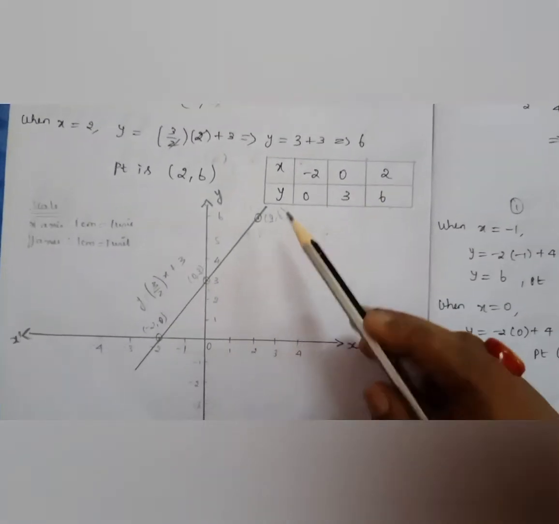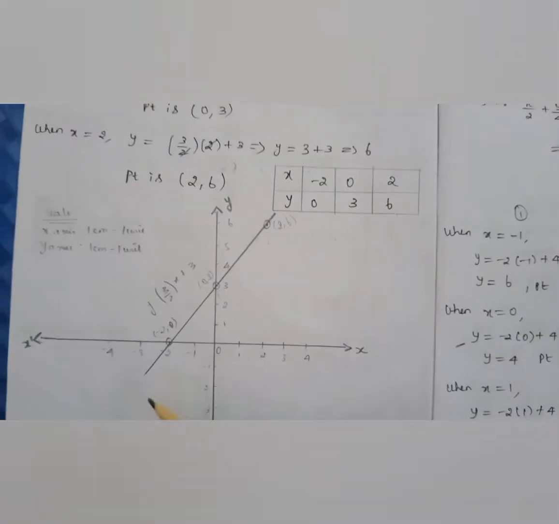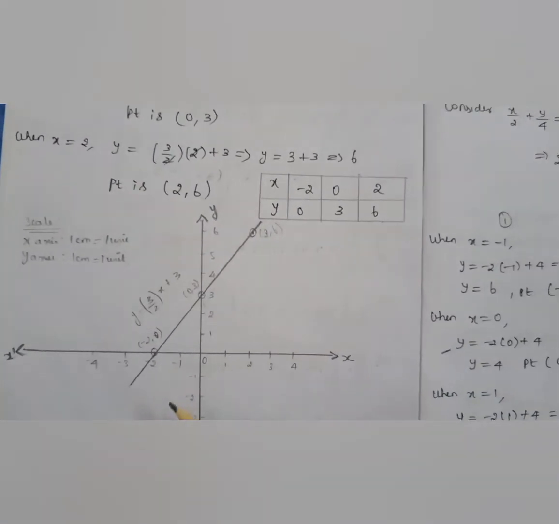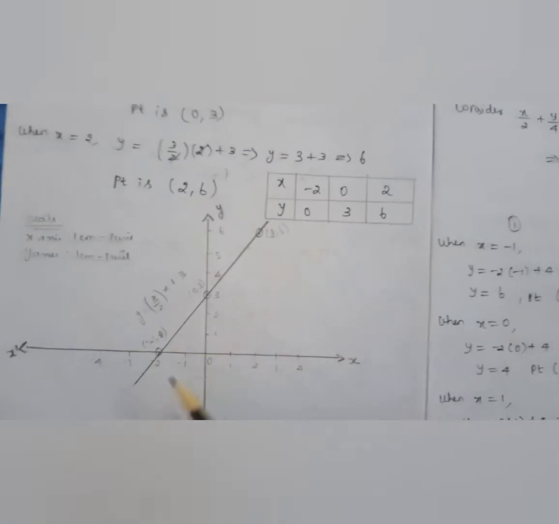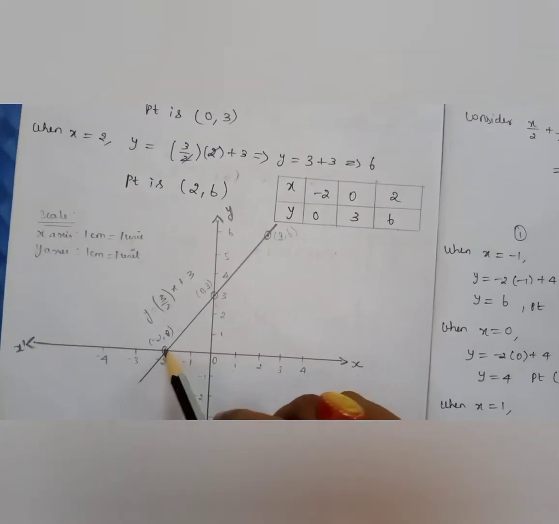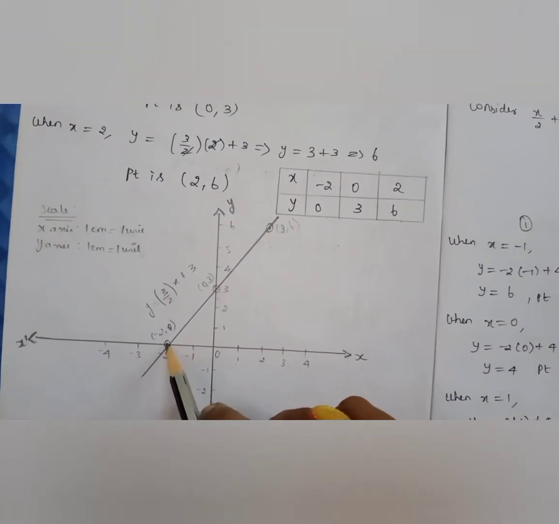Now I will plot the points. First 0, -2. Sorry, -2, 0. X is -2, right? So -2, 0 is here. Okay, so I have plotted it.